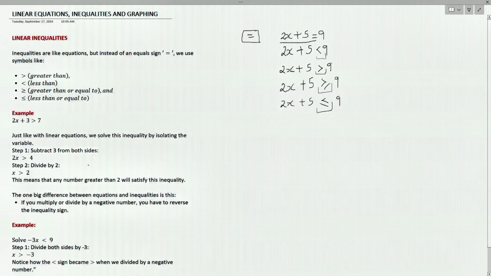For instance, we have this example: 2x plus 3 is greater than 7. The same process we use in solving linear equations, we use in solving linear inequalities. The only difference is that it no longer has the equal sign. So we just subtract 3 from both sides. 2x plus 3 minus 3 is greater than 7 minus 3. That is 2x plus 0 greater than 4. If you divide both sides by 2, x should be greater than 4 divided by 2, which is 2.